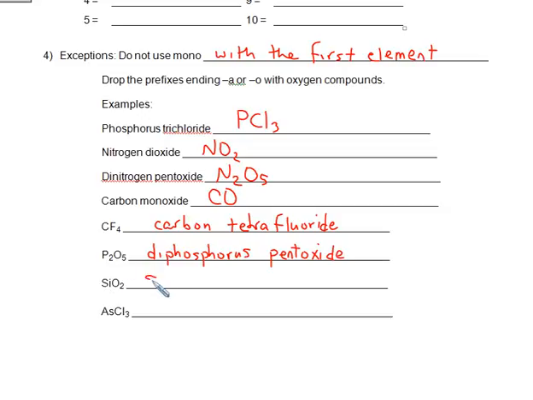SiO2 would be silicon. We have 2 oxygens, so we use the prefix, dioxide. And then our last one, we have arsenic. The prefix is tri, and then it's chloride.